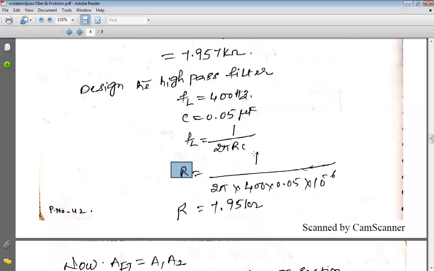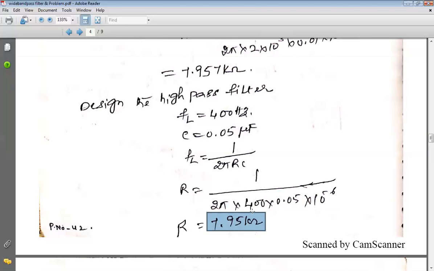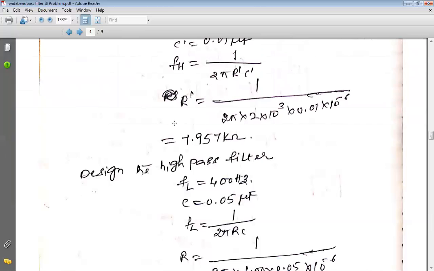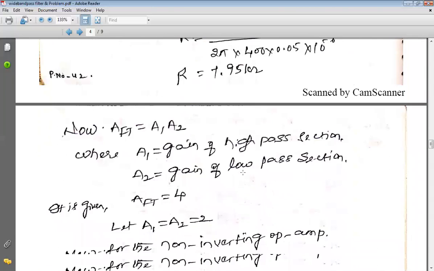From this, 1 divided by 2 pi into FL, which is 400 Hertz, into C, which is 0.05 into 10 raised to minus 6. From this I am going to get the R value as 7.95 kilo ohms. R dash value is 7.95 and R value is 7.95.